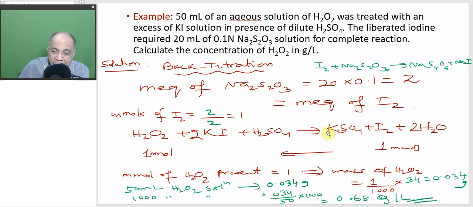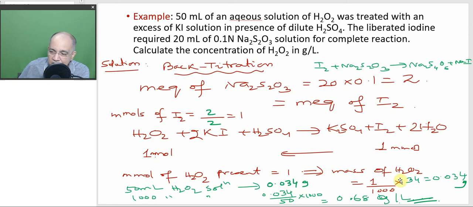H2O2 plus 2 KI gives I2. Here also I find a 1-1 relationship between the reactant and the product. It is already 1-1. So 1 millimole of iodine will be produced by 1 millimole of H2O2.